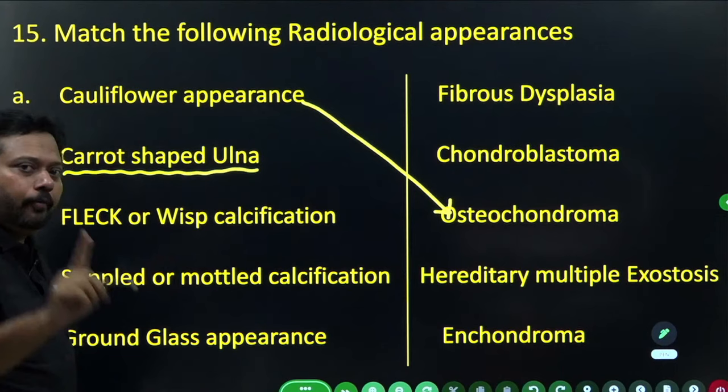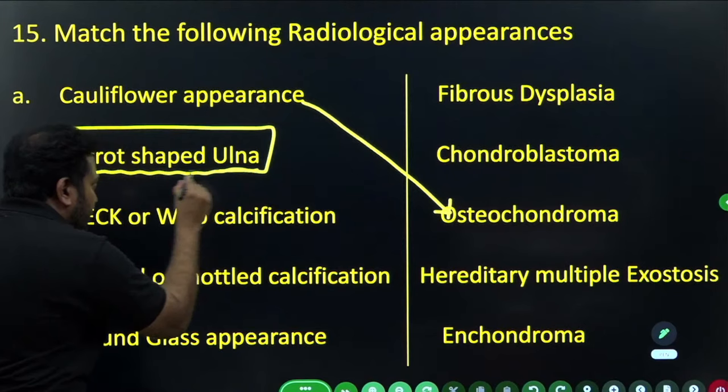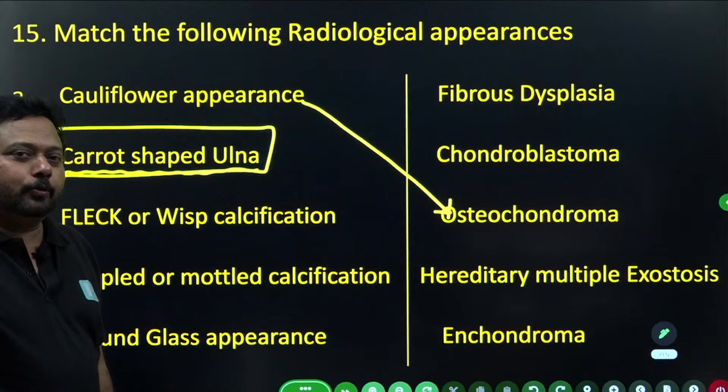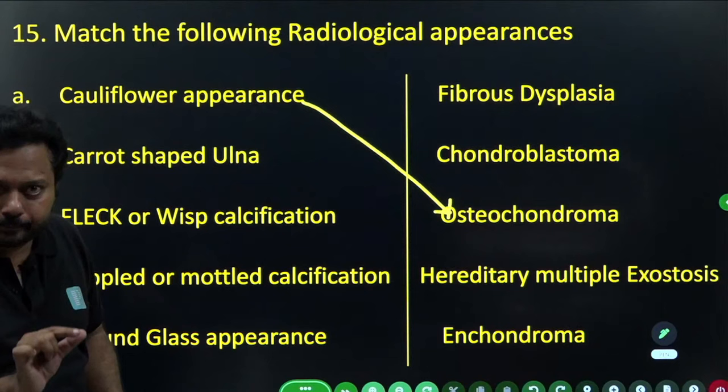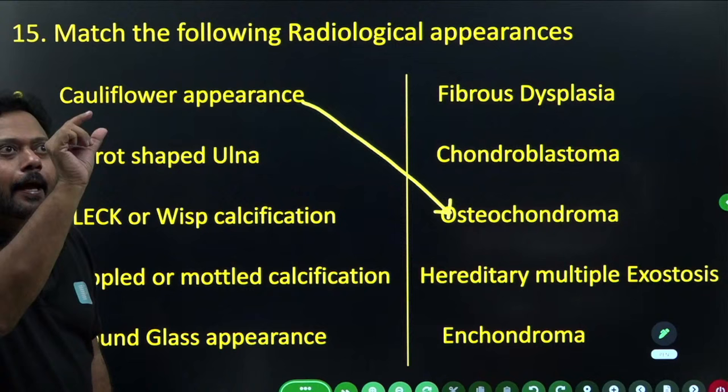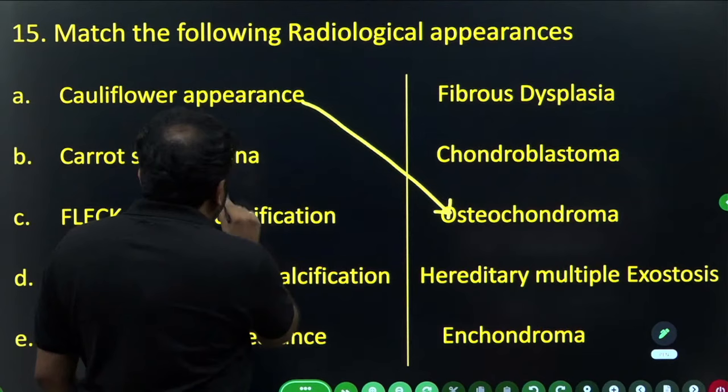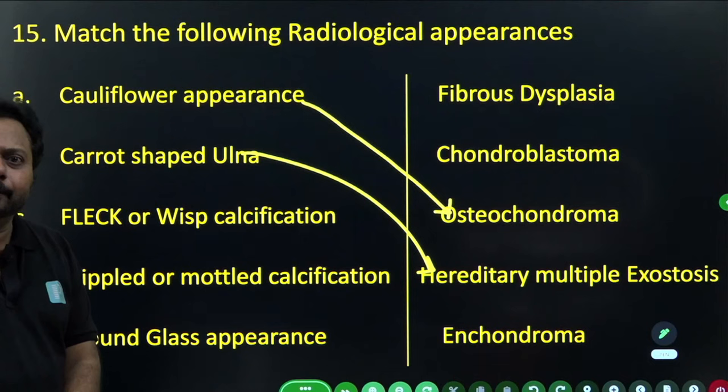This is not asked so far, dear friends. That's why I'm underlining this, putting a box. This is not asked in any of the Indian entrance exams. I am expecting this question very soon. Carrot-shaped ulna. Very peculiar. You know the shape of a carrot: the base is broad, and as it goes towards the tip, it is tapering. So a carrot-shaped ulna: the diagnosis is hereditary multiple exostosis. This is an expected question.